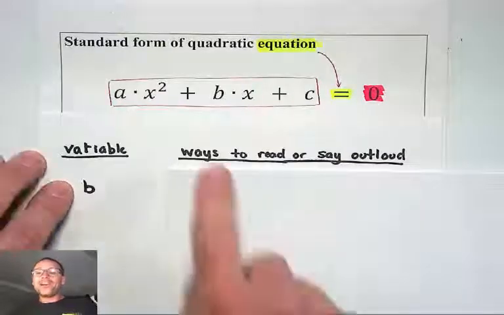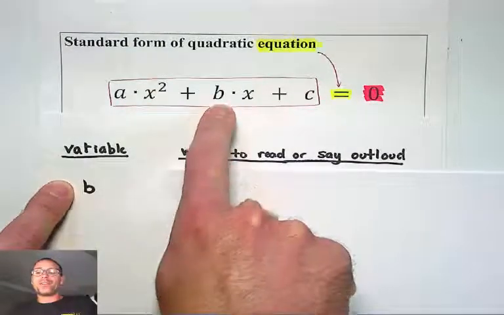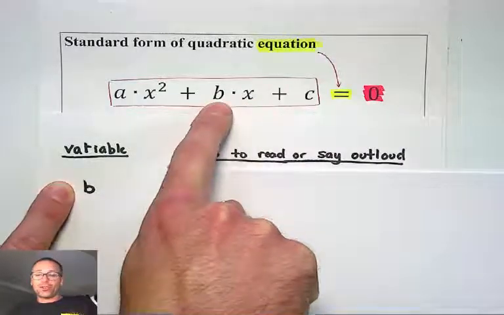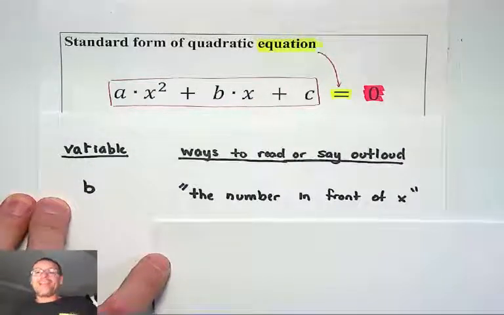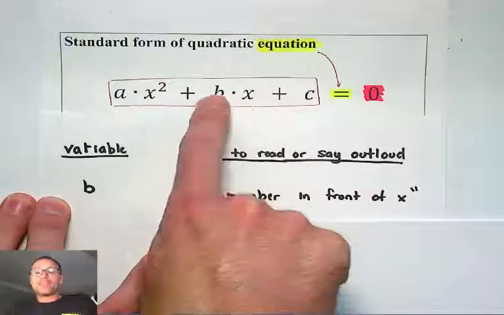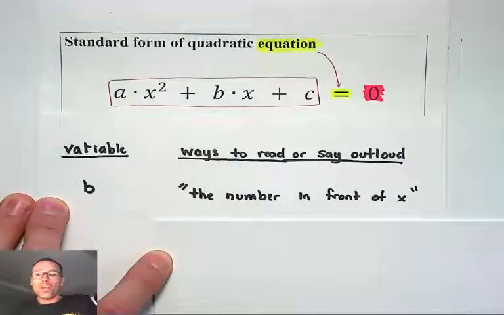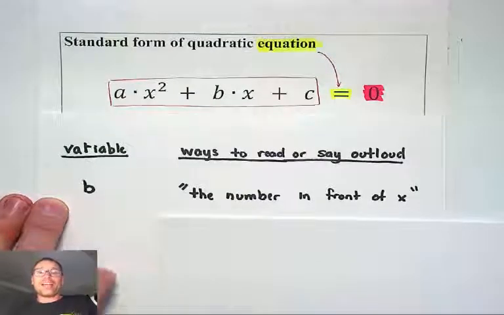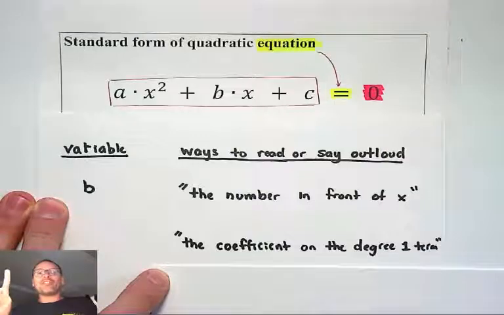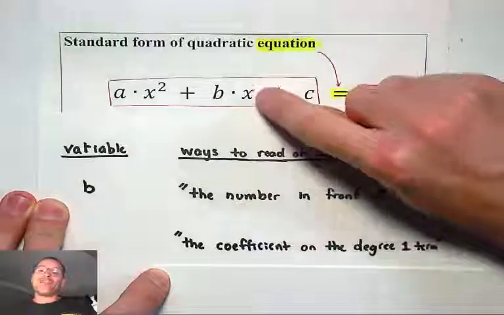Let's take a look at the next variable that slaps us in the face, which is the bx, the b term. In this case, we can say that the b is the number in front of x, because literally it's the thing right in front of x. That's another way to say that. Again, if we wanted to get our nerdy math voice on, we could say, well, the b is the coefficient on the degree 1 term. We'll see more about that later in life.